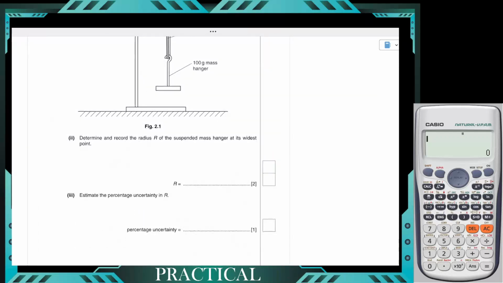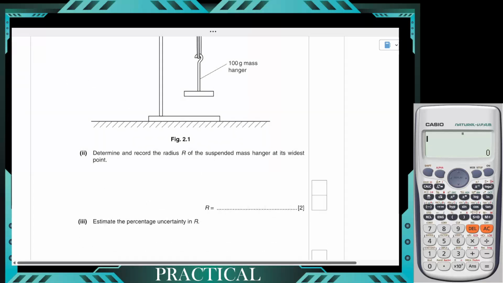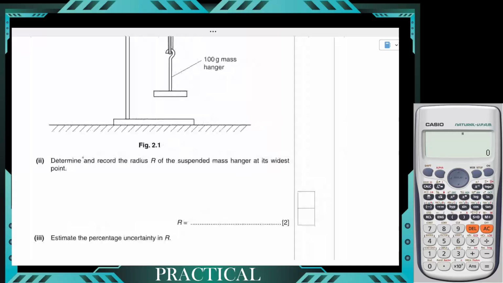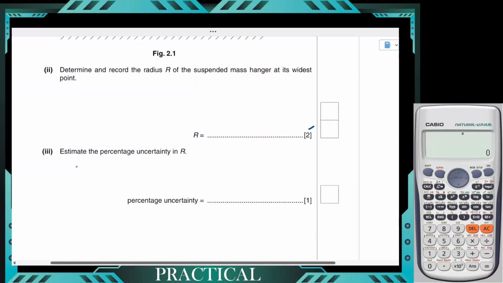So here I have another question which is related to this thing. In this question, you have to determine and record the radius r of the suspended mass hanger at its widest point. Once again, this question is for 2 marks. And the follow-up question is, estimate the percentage uncertainty. Now, let me write down the formula for percentage uncertainty in R.